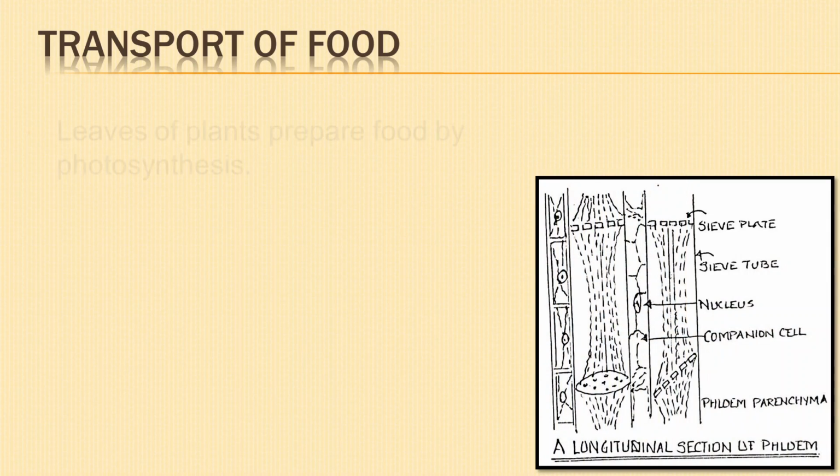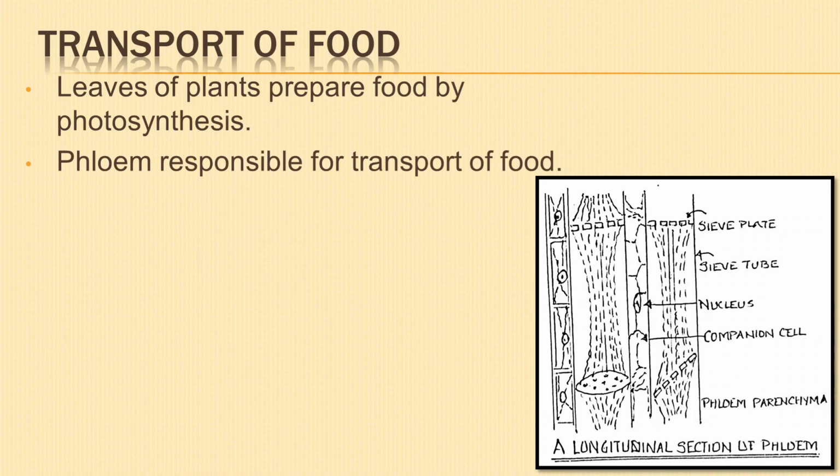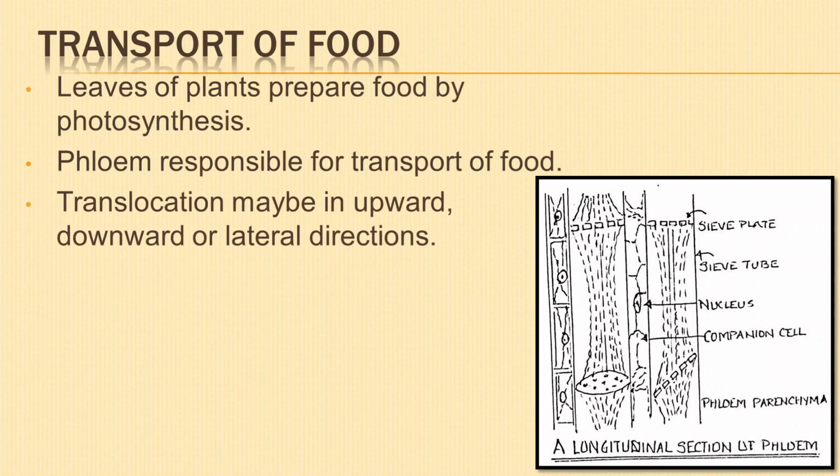Next is transport of food. Plants prepare food in the leaves by photosynthesis. In vascular plants, phloem is responsible for transport of food. Translocation of food may be upward, downward, or in lateral directions.